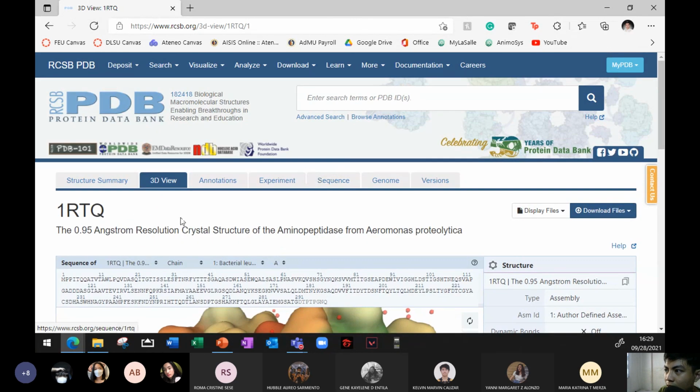Okay. So there are many things that you can do out of this website. That's RCSB, Protein Database, Protein Data Bank. Okay. And I highly suggest you to learn more of this. Okay. And I think ituturo naman to sa inyong higher biology subjects. Okay. So that ends our proteins.